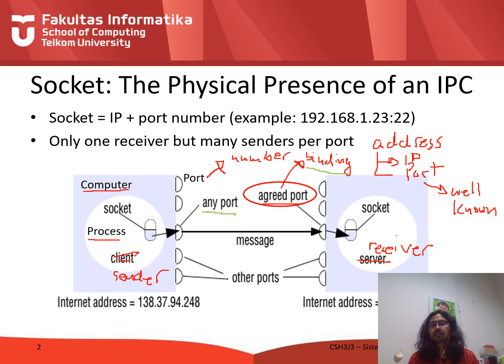So what happens now? The sender sends a message. It sends a message using the IP address and the port, and the message is received. When the sender sends a message, it also sends its own IP address and its own port. Why? Because when the receiver wants to reply to the message, it knows where to reply: to the sender's port and the sender's IP address.